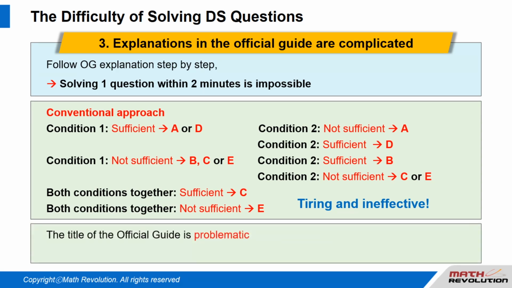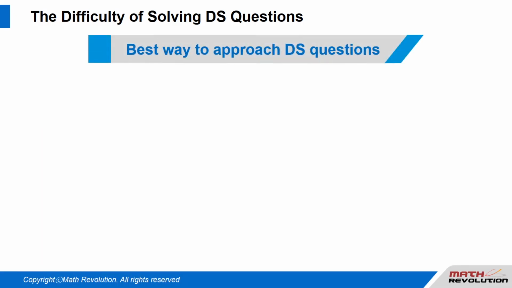The title of the book is problematic. Students are confused because the book is called an official guide. Also, there are physics questions, speed rate, and work rate in the GMAT as well, which makes the exam even more difficult. Best way to approach DS questions.